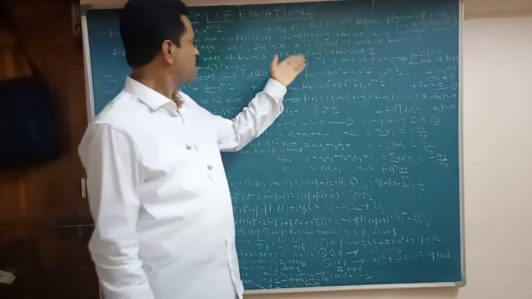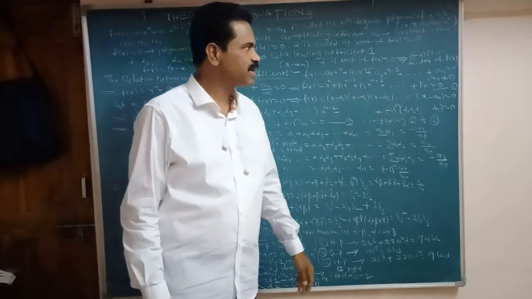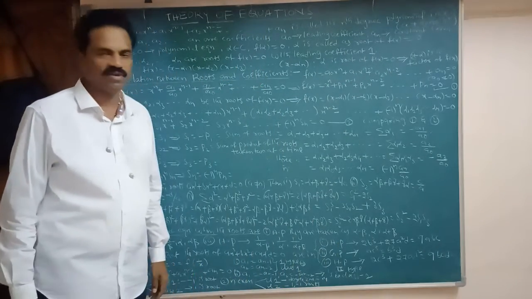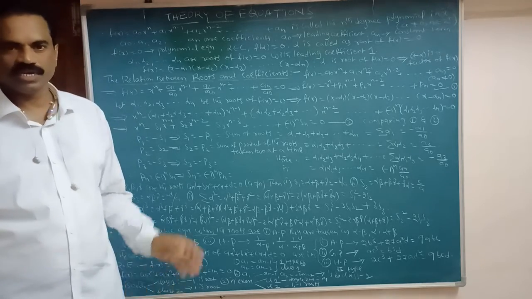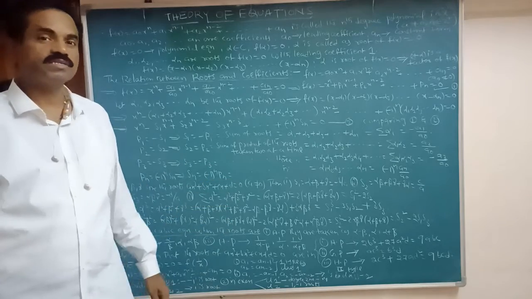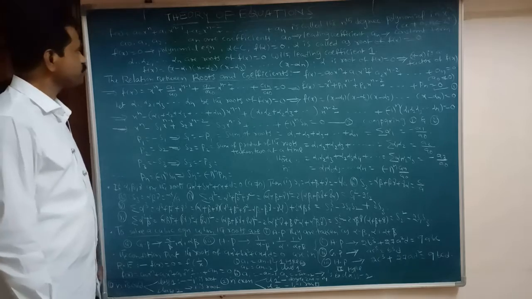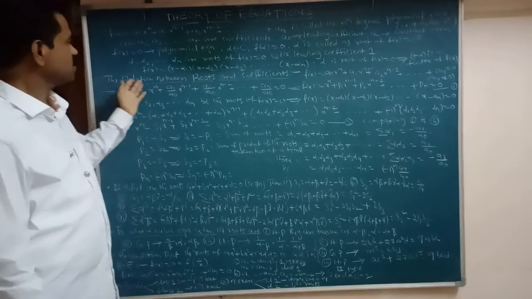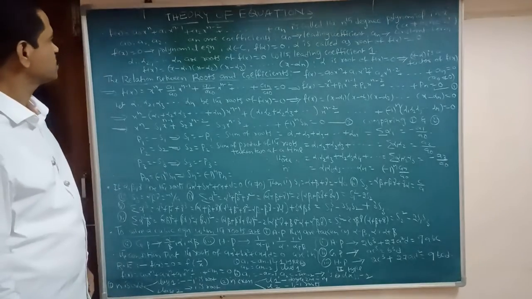Here alpha is a root of this equation, so what is the factor here? x minus alpha is a factor of f of x. For the quadratic equation ax square plus bx plus c, make the leading coefficient 1. So what are the factors here? (x minus alpha)(x minus beta). Here we want the relation between the coefficients and the roots.